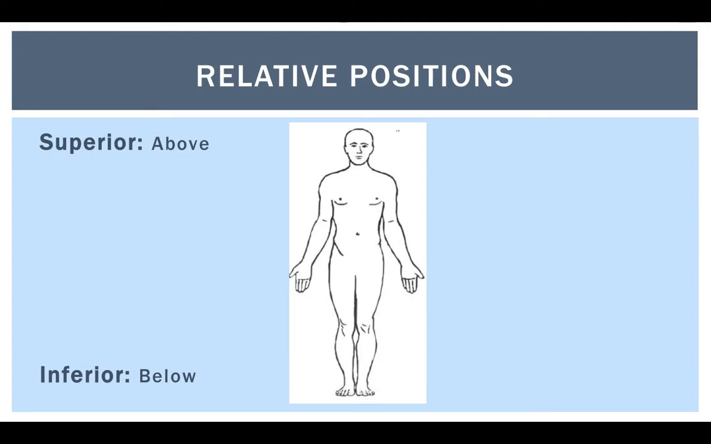Superior means above or top or higher than. Inferior means below or bottom or lower than. Again, remember we're always talking about anatomical position. So if this person is standing on their head, it doesn't matter. The head is always superior to the rest of the body. The chest is superior to the stomach, right? The stomach is inferior to the head.